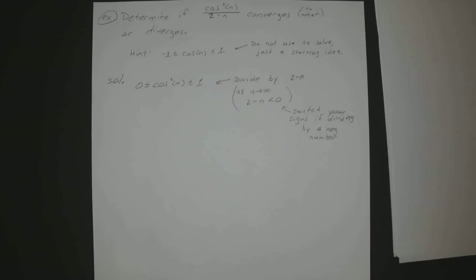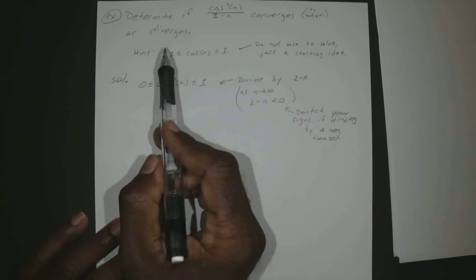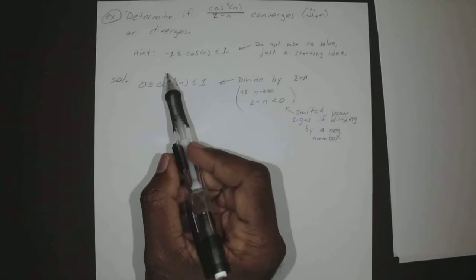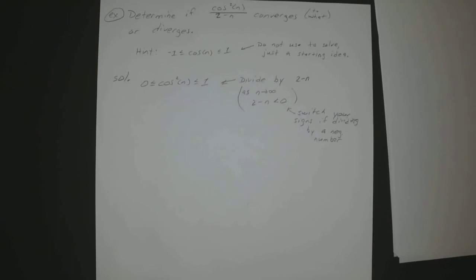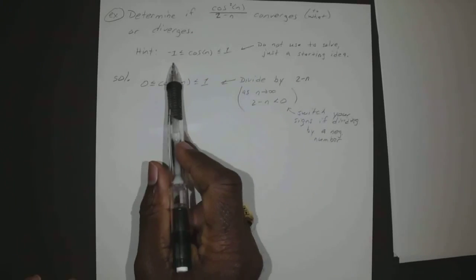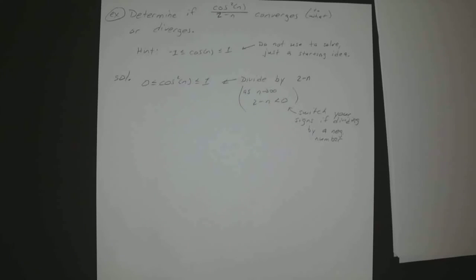Can you explain how you got the 0 less than or equal to cosine squared? Sure. Because all of your values always bounce between -1 and 1 for your cosine. But if you squared any of those values, they'll automatically become positive. So that means any of those values would automatically be between 0 and 1.